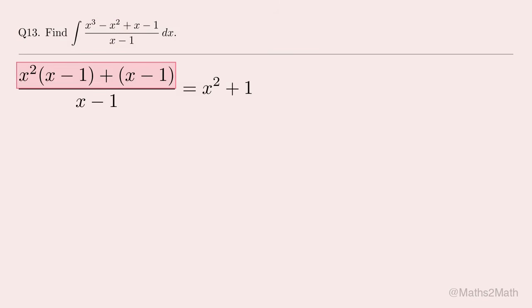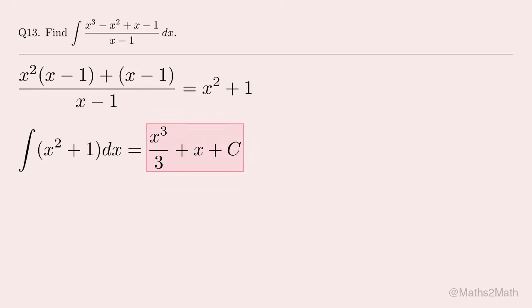Question 13. The numerator factors perfectly over x minus 1. Group the numerator in pairs. Factor x squared times x minus 1 plus 1 times x minus 1. The quotient is x squared plus 1. Integrate the clean quadratic.